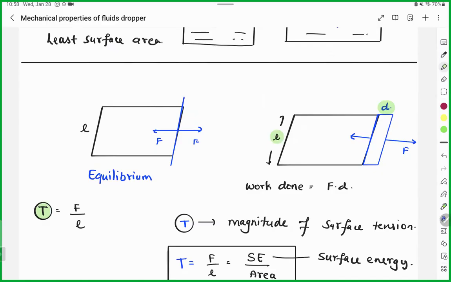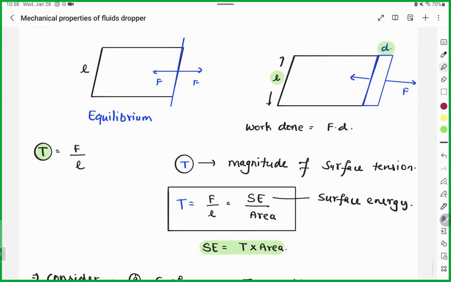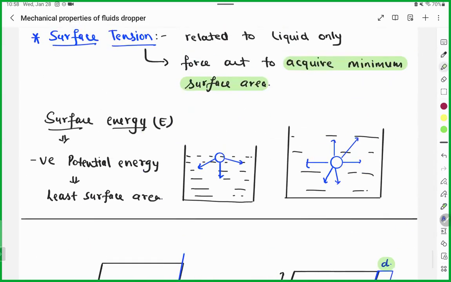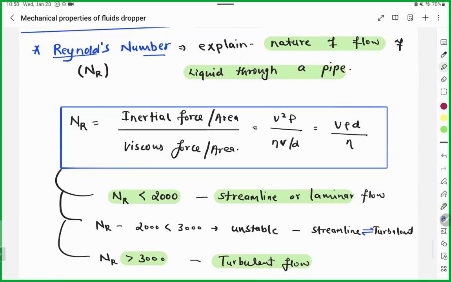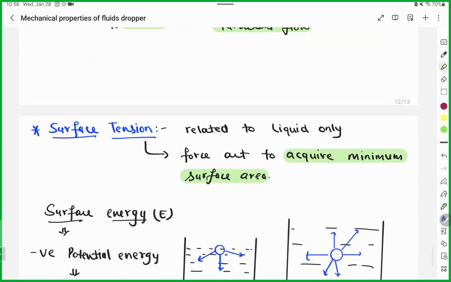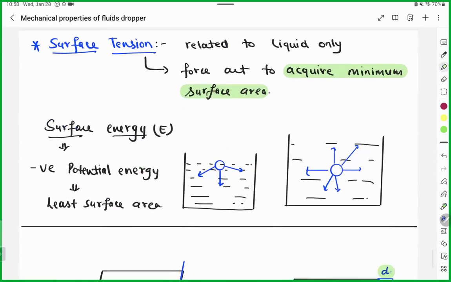Sir, yes or no? Reynolds number? You were not there in roll number, Chandana. Sir, I was there up to Reynolds number. Okay. You are asking what I did after roll number. Yes, sir. We were doing surface tension.